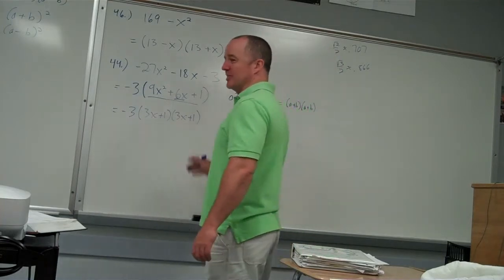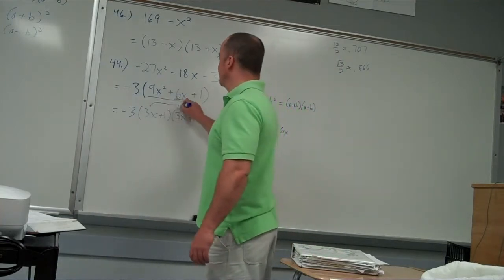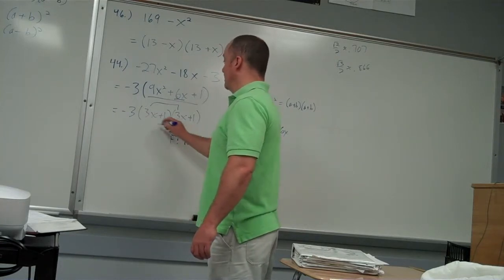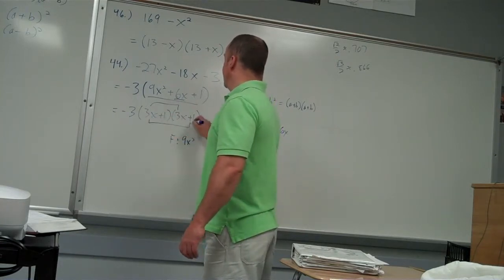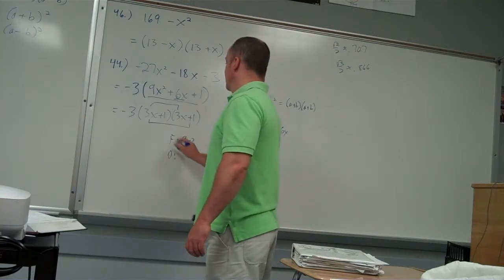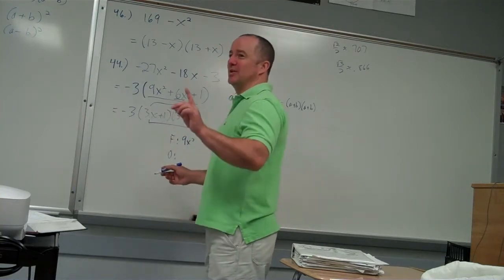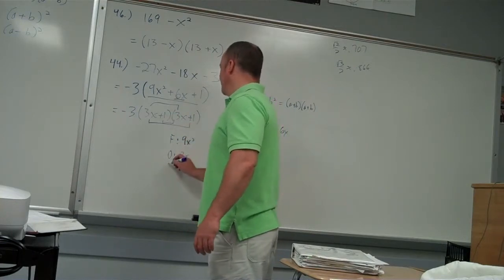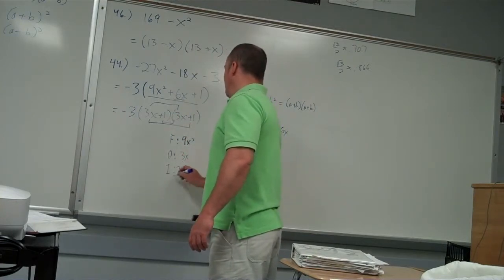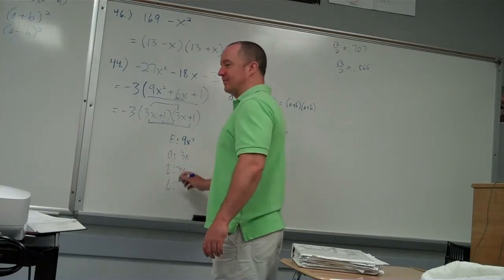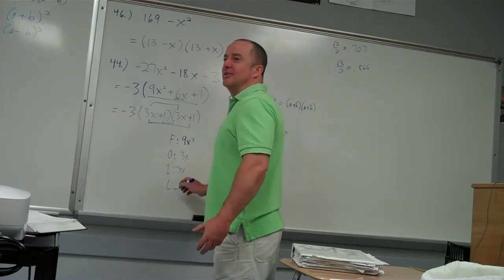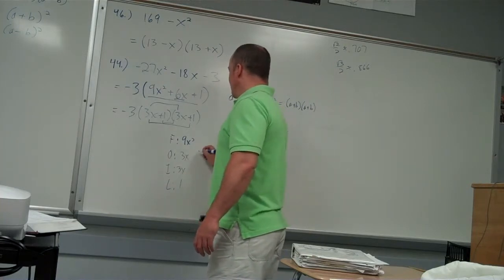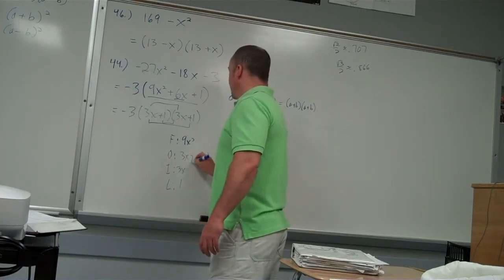What would happen if you FOILed this, though? What would your first be? 9x squared. What would your outer be? 3x times 1, 3x. What would my inner be? 3x. Okay, what would my last be? What's 1 times 1? 1. So this would be 9x squared plus 6x plus 1.